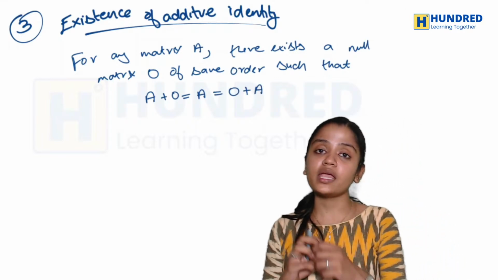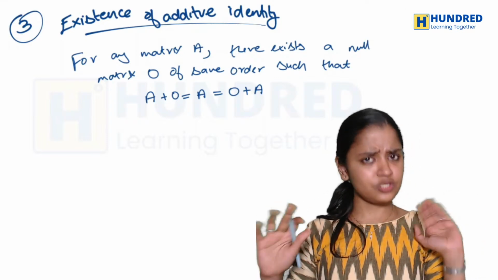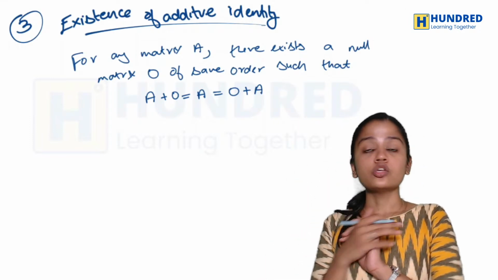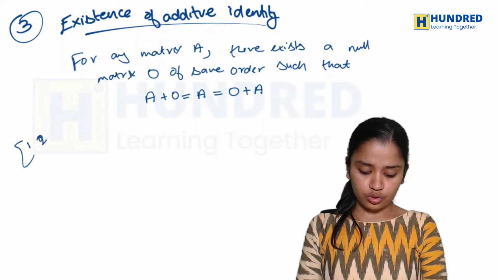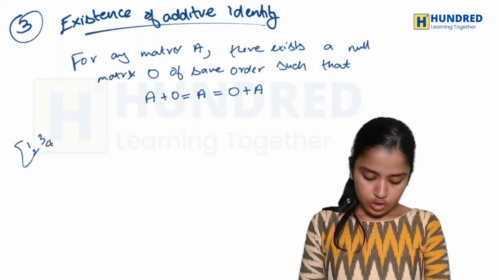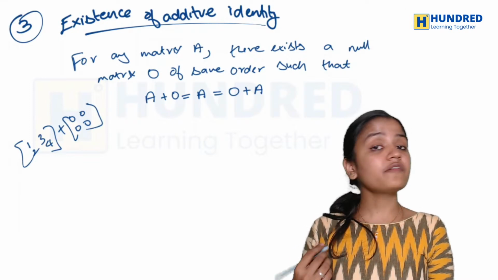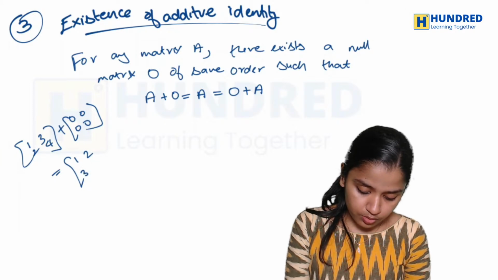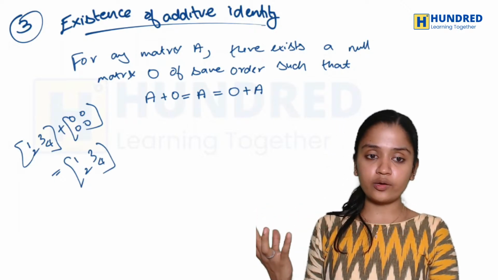So this will be my answer. Let me again tell you, all the elements of a null matrix are 0. So for example, if you're having a matrix 1 2 3 4 and you're adding a null matrix, whatever element you add to 0, you'll be getting the same thing, which is 1 2 3 4. That is what you will be getting. I hope you are clear.